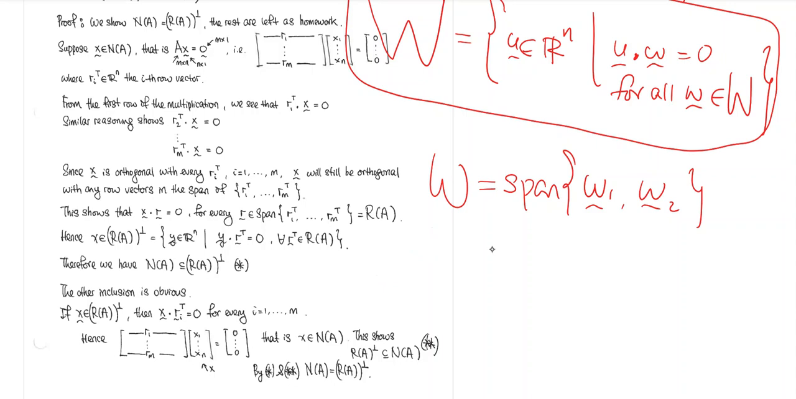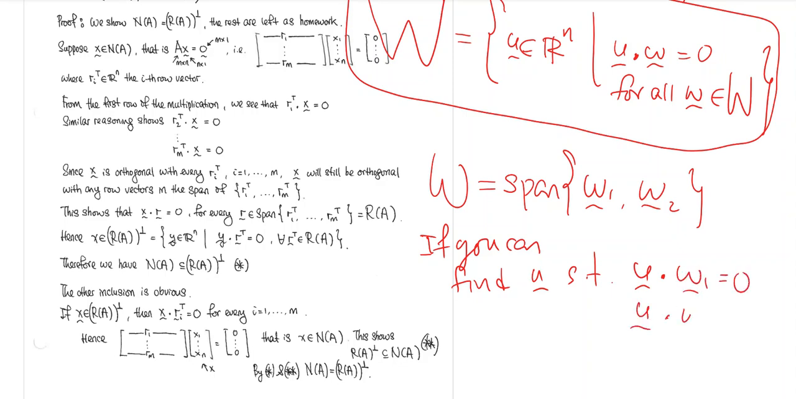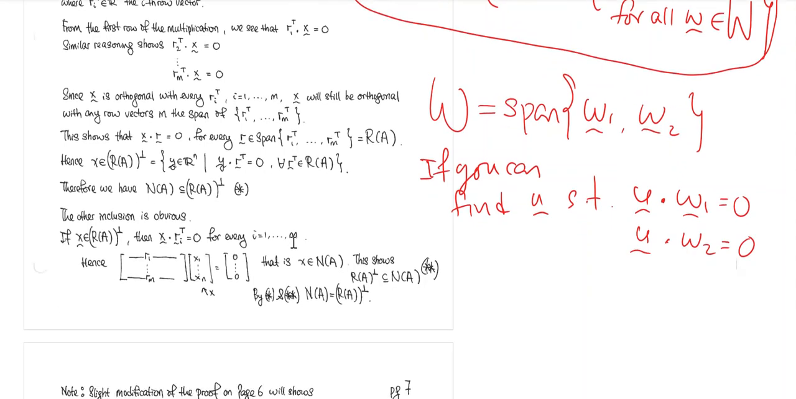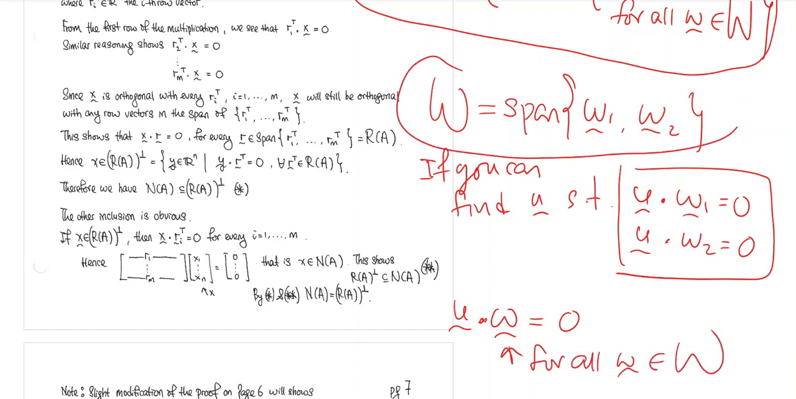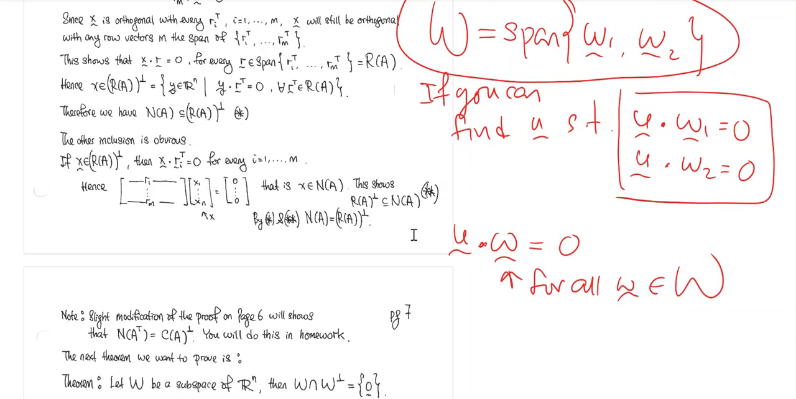But what it says is that if you can find a vector U such that the dot product of U and w1 is 0, and the dot product of U and w2 is 0, then this U, with these two properties, dotted with any vector from W will actually be equal to 0. So this is for all w in W. So when your vector space is spanned by some vectors, then in order to find W perp, you don't really have to go through all the elements in W.